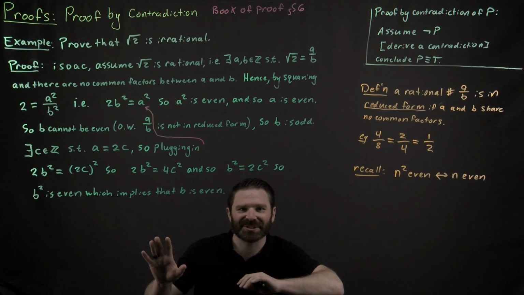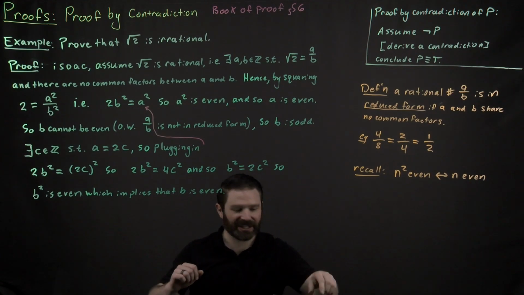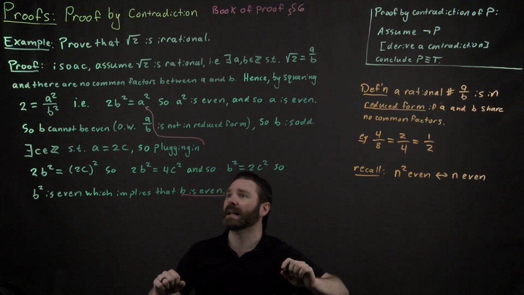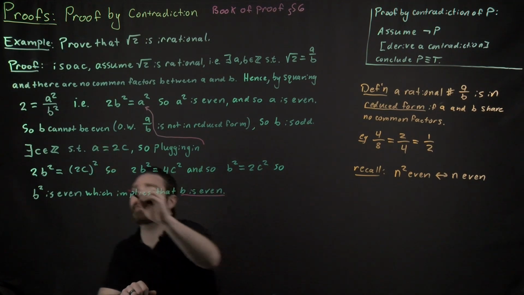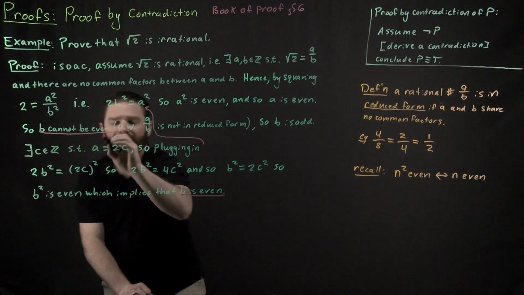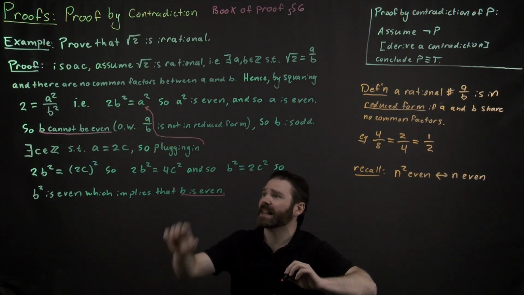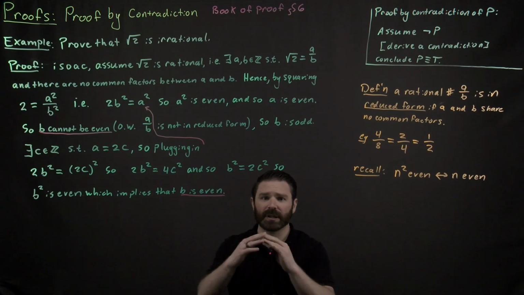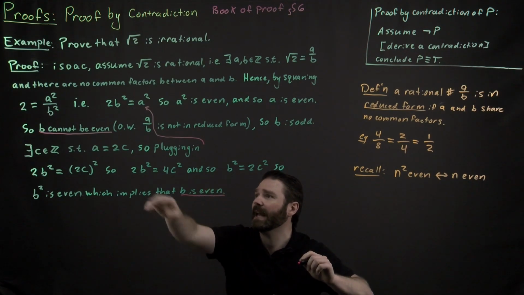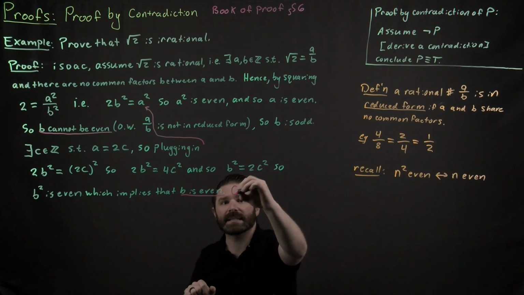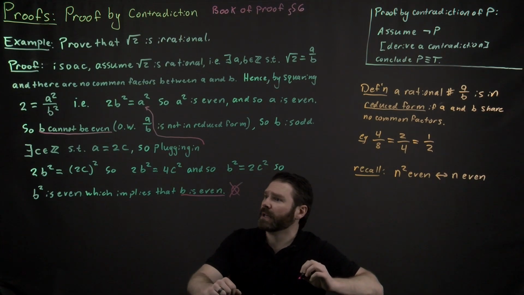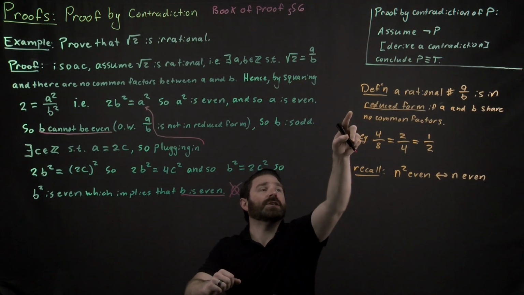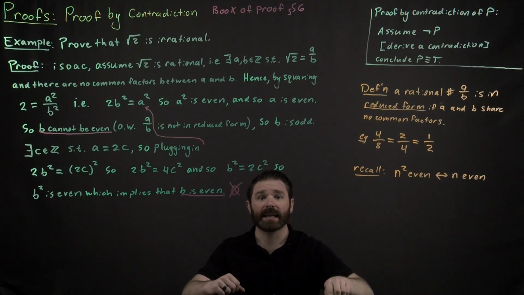And so do you see the contradiction that we have? Our contradiction is here we have b is even, and here we have b cannot be even. That is our contradiction. That's a statement that can never be true. They can't mutually coexist. b can't be both even and not even. So therefore, we have derived our contradiction, and we can conclude that our original statement is true.